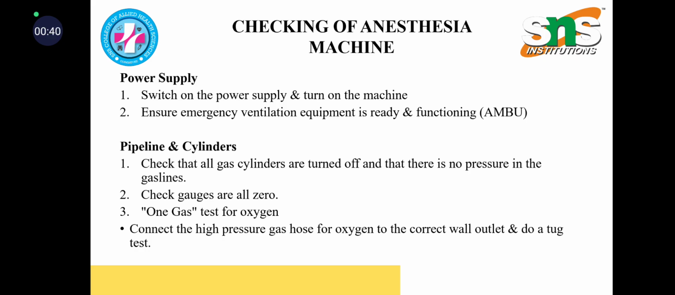Pipeline and cylinders. Check that all gas cylinders are turned off and that there is no pressure in gas lines. Check gauges are all zero. One gas test for oxygen. Connect the high pressure gas hose for oxygen to the correct valve outlet and do a tug test.